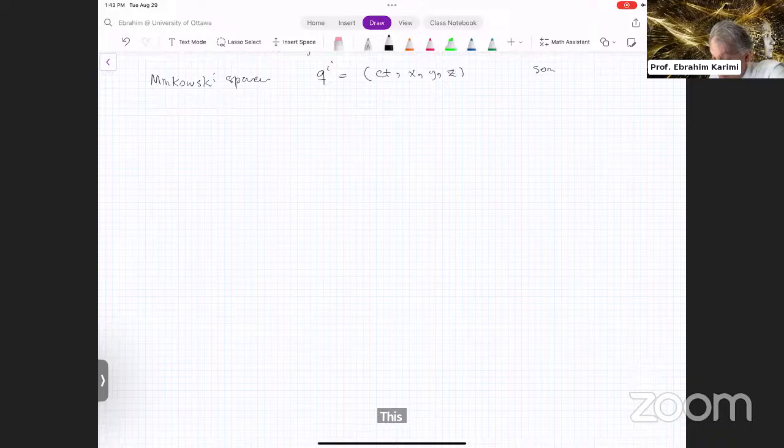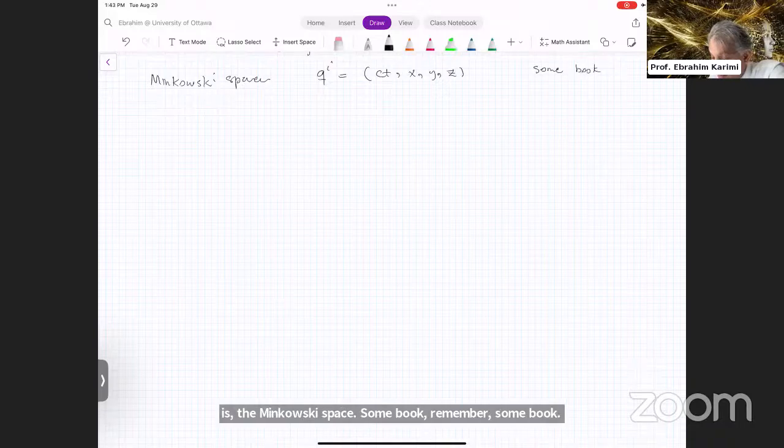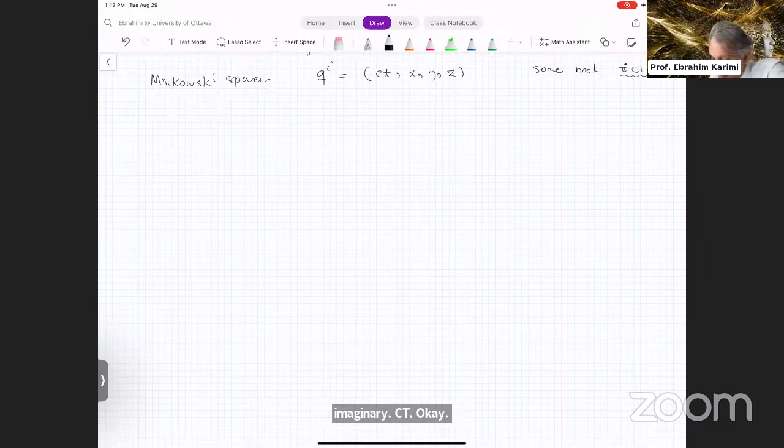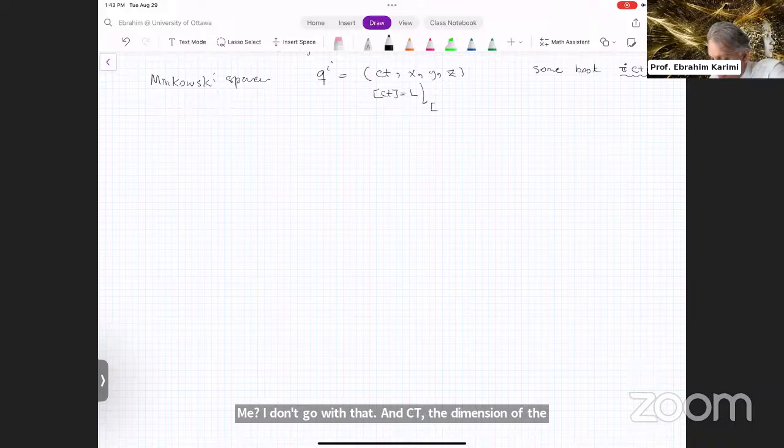Some books consider time as imaginary. They go with imaginary CT. Me, I don't go with that. The dimension of CT is length. It's the same dimension as X, which is length, the same dimension as Y, which is again length, and so on.